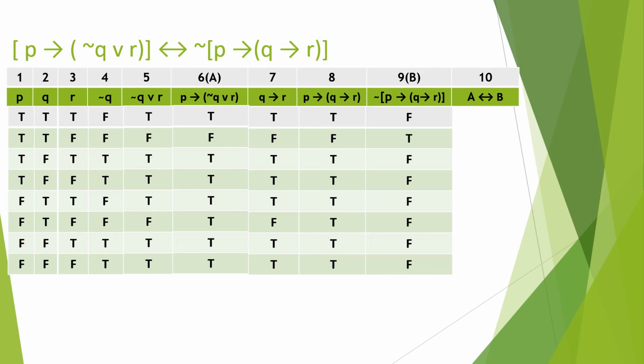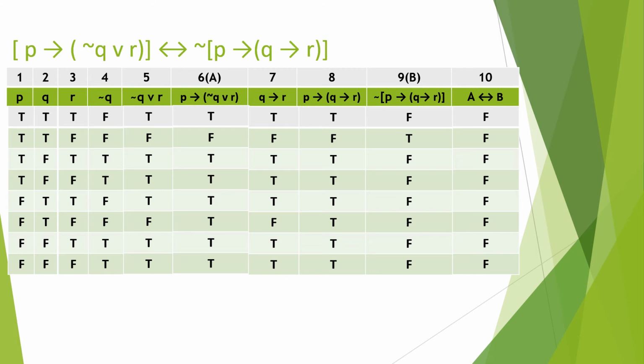So consider A, that means the 6th column, and B means the 9th column. The rule for double implication is: if both the truth values are the same, it is T, otherwise it is F. You can see that in the 6th column we have T, F, T, T, T, and in the 9th column we have F, T, F, F, F. So both are opposite of each other. They are not the same in any of the rows. So A double implication B is always false. So in the last column we get all F.